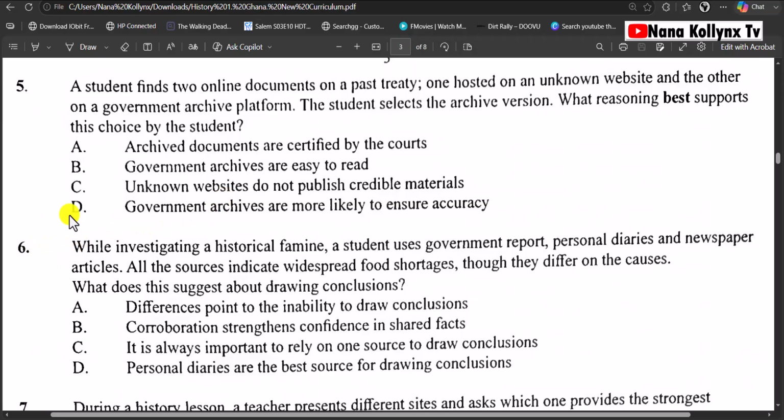6. While investigating a historical famine, a student uses government reports, personal diaries, and newspaper articles. All the sources indicate widespread food shortages, though they differ on the causes. What does this suggest about drawing conclusions?